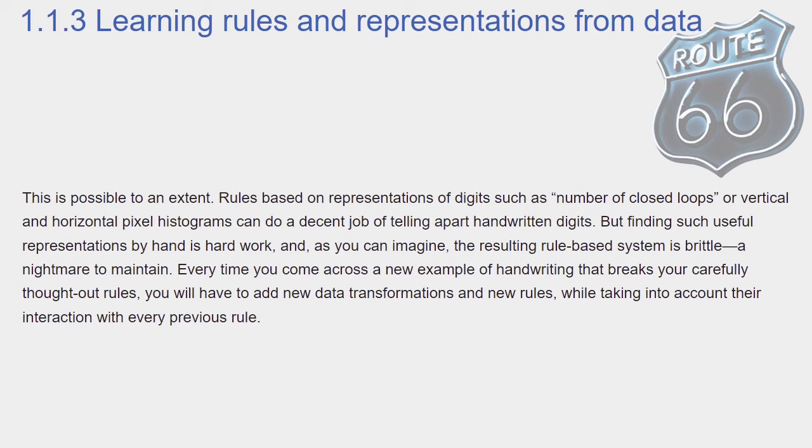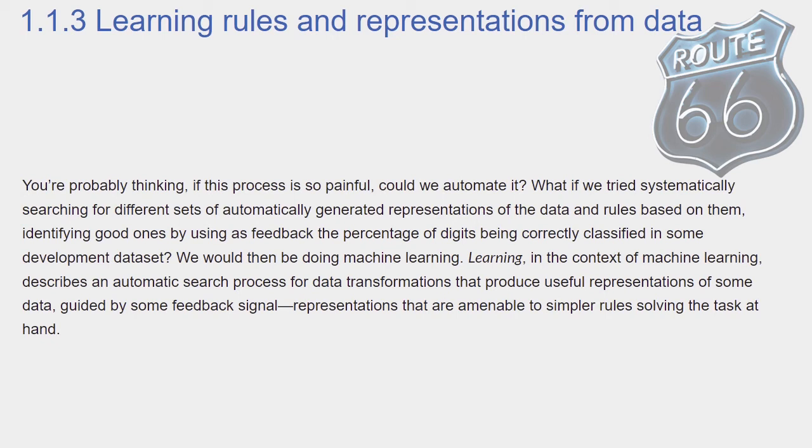Every time you come across a new example of handwriting that breaks your carefully thought out rules, you will have to add new data transformations and new rules, while taking into account their interaction with every previous rule. You're probably thinking, if this process is so painful, could we automate it? What if we tried systematically searching for different sets of automatically generated representations of the data and rules based on them, identifying good ones by using as feedback the percentage of digits being correctly classified in some development data set? We would then be doing machine learning.